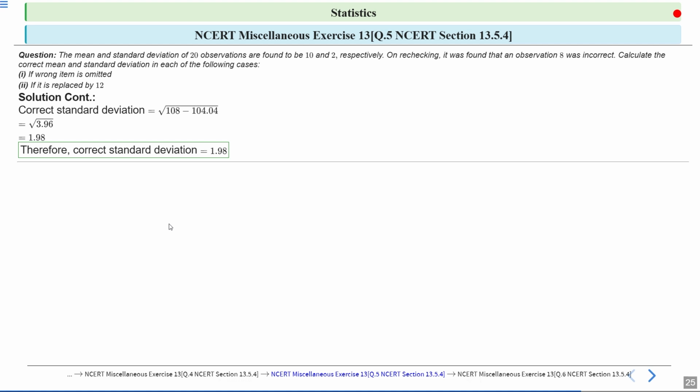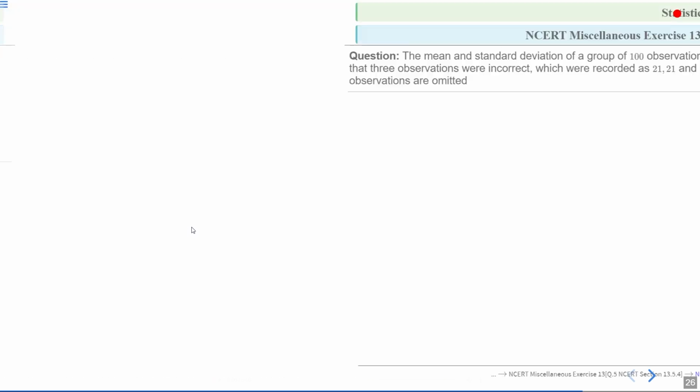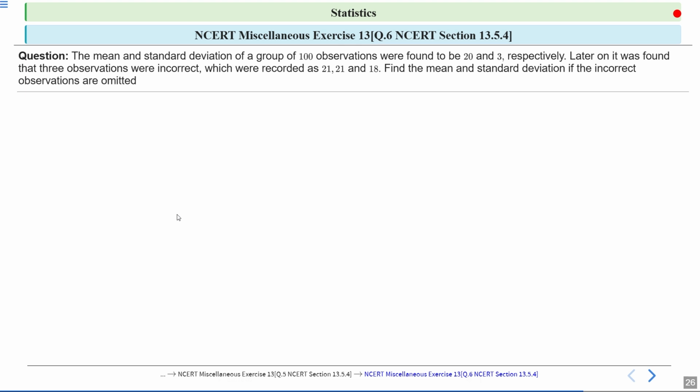I hope this question is clear to all of you. So now let's move to the next question. Look at question number 6. In this question, we have the mean and standard deviation of a group of 100 observations found to be 20 and 3 respectively. Later on, it was found that 3 observations were incorrect, which were recorded as 21, 21 and 18. Find the mean and standard deviation if the incorrect observations are omitted. First of all, try it yourself, then see the solution.